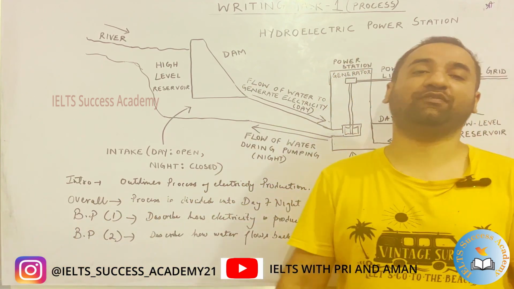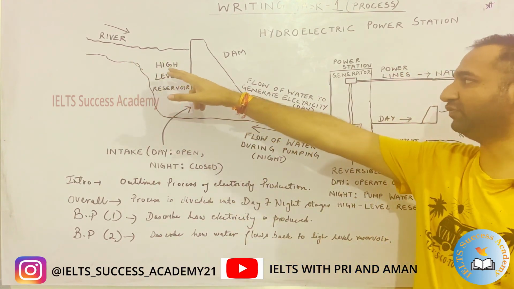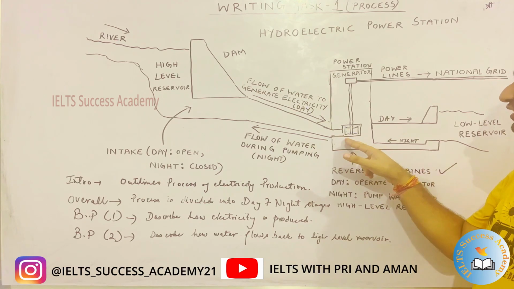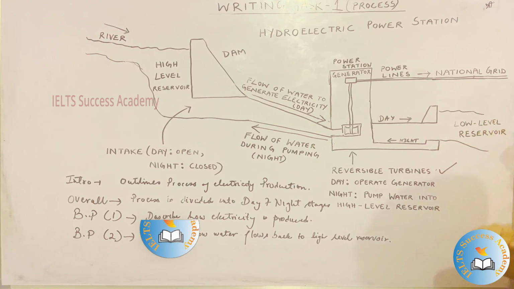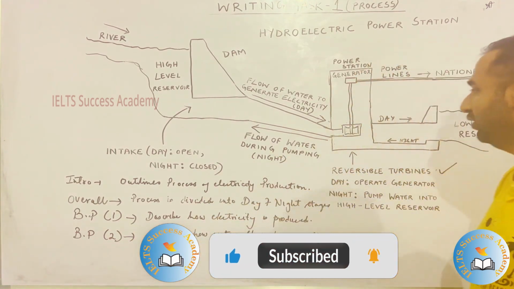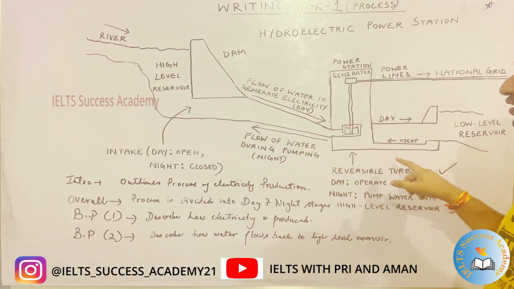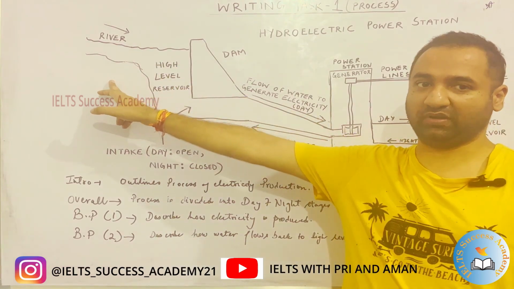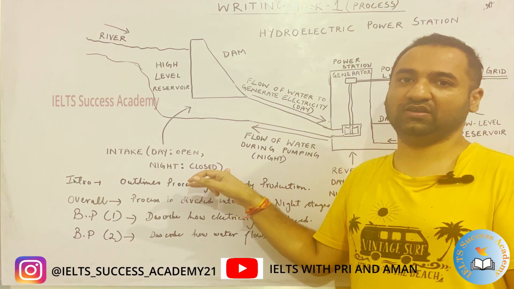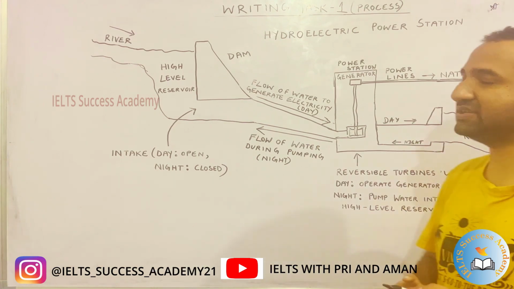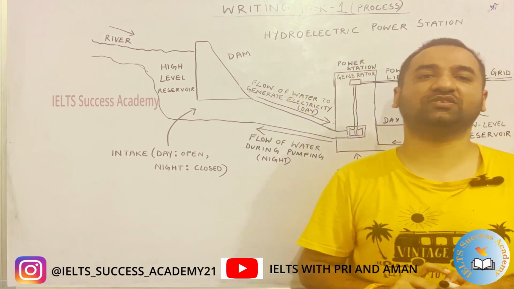In your body paragraph 1, you have to illustrate further how electricity is produced, right? Water moves from the high level reservoir, goes to the generator, and through the generator electricity moves to the power line to the national grid. While in your body paragraph 2, you will describe how the reversible turbine works and water flows from the low level reservoir to the high level reservoir. You also have to describe the opening of the intake during the daytime as well as its closing during the night time. Okay. So this is Writing Task 1, and how a hydroelectric power station works.